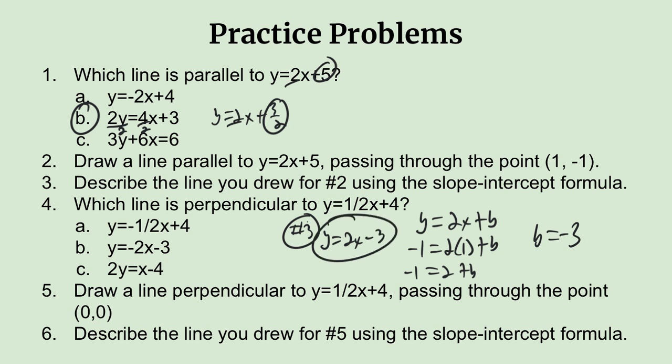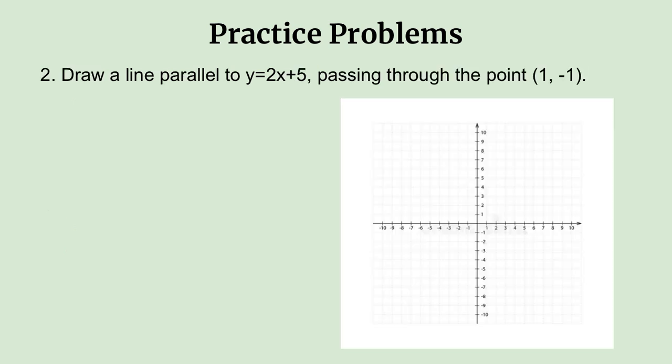For perpendicular, remember we want opposite reciprocal. So if this is positive 1/2, we need a negative, and it needs to be flipped. So B would be your answer yet again. But 5 I'll do next slide, and then 6 I'll do next slide. I'm running out of space. So this was number 2, I think.